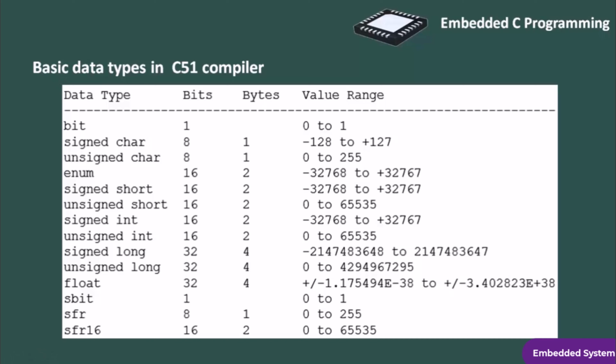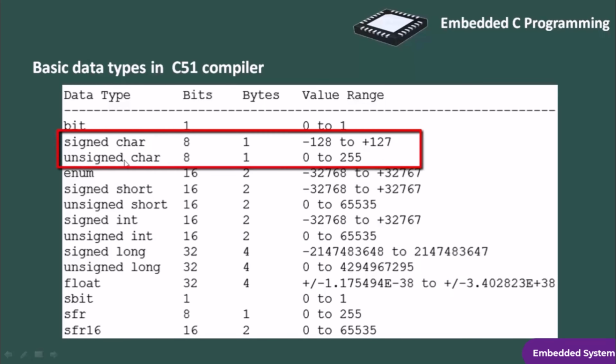This table shows the basic data types supported in C51 compilers, their size in bytes and the value range. Data type simply refers to the type and the size of data associated with variables. Character data type is the most basic data type in C. It stores a single character and requires a single byte of memory in almost all compilers. Character data type is used for characters and strings. The range for signed character is -128 to +127, and unsigned character is 0 to 255. That means if you have declared any variable with data type unsigned char, in that variable you can store values from 0 to 255.